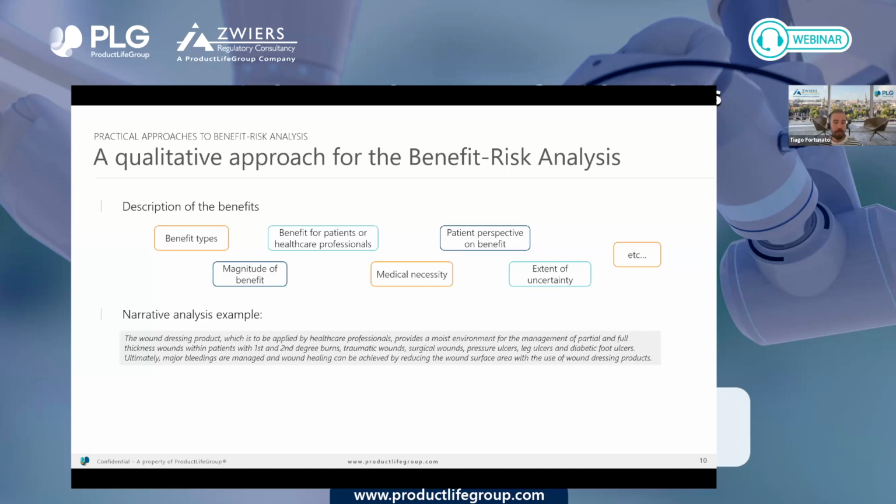We see that the qualitative approach is often accepted for most devices. To be honest, it's the easiest way. This is almost always described in a narrative way, as we see in this example. Although parameters such as magnitude of benefit might be based on calculations as well, and I'll address that later in the presentation.